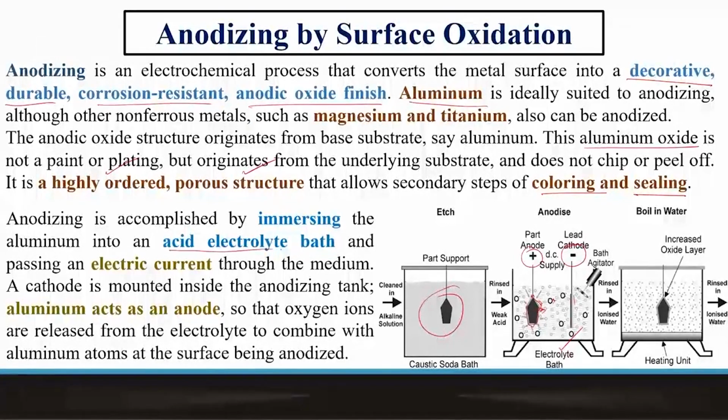So we need an acid electrolyte bath, because otherwise there will be no ionic dissociation or electrolytic conduction, where ions will move from one end to the other. In the process, there will be an electric current created, and since aluminum is acting as the anode, aluminum suffers oxidation and converts part of its surface up to a certain depth into its oxide.